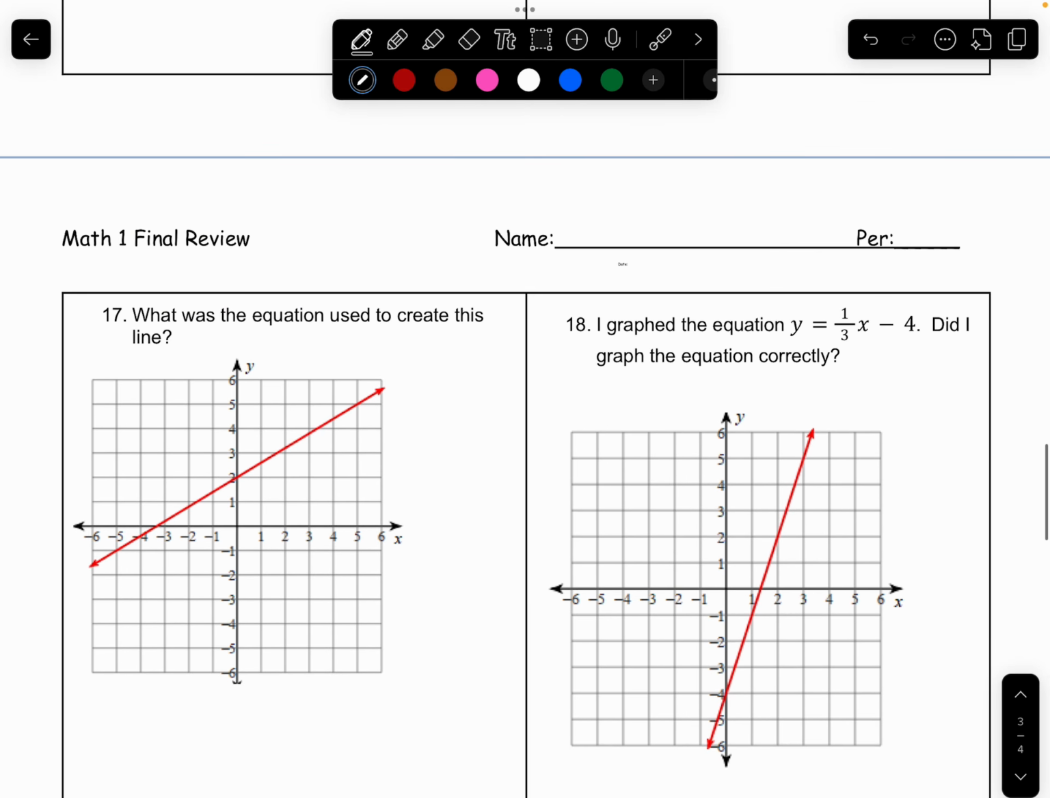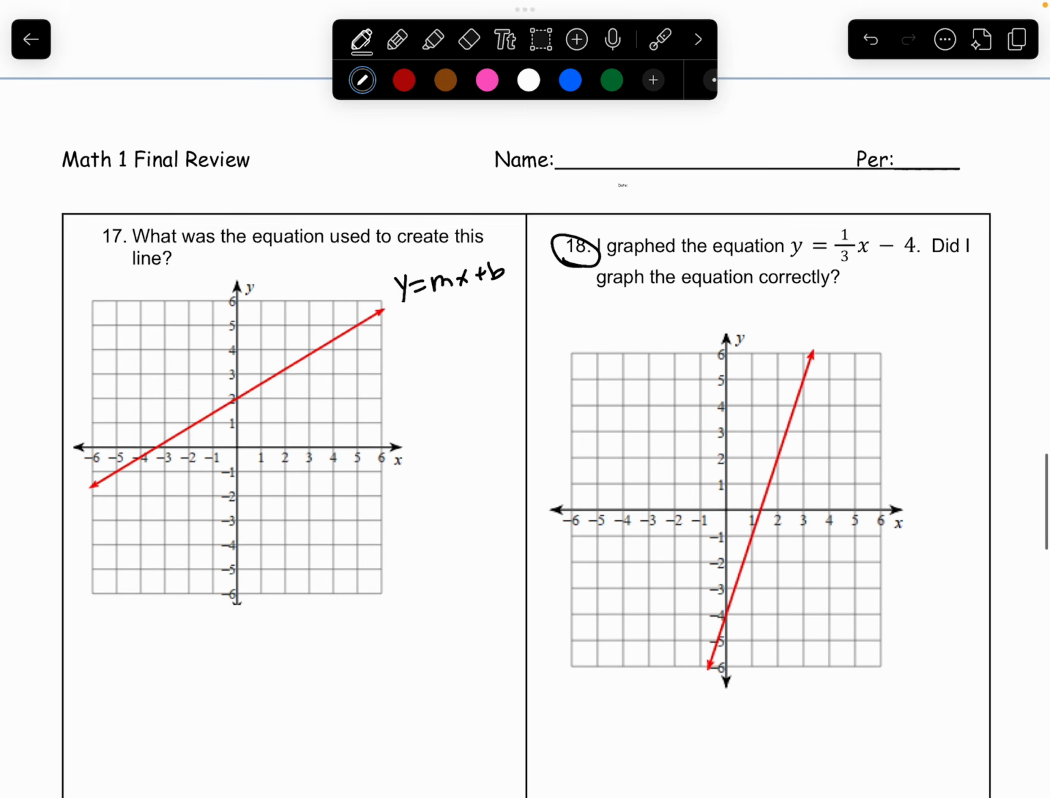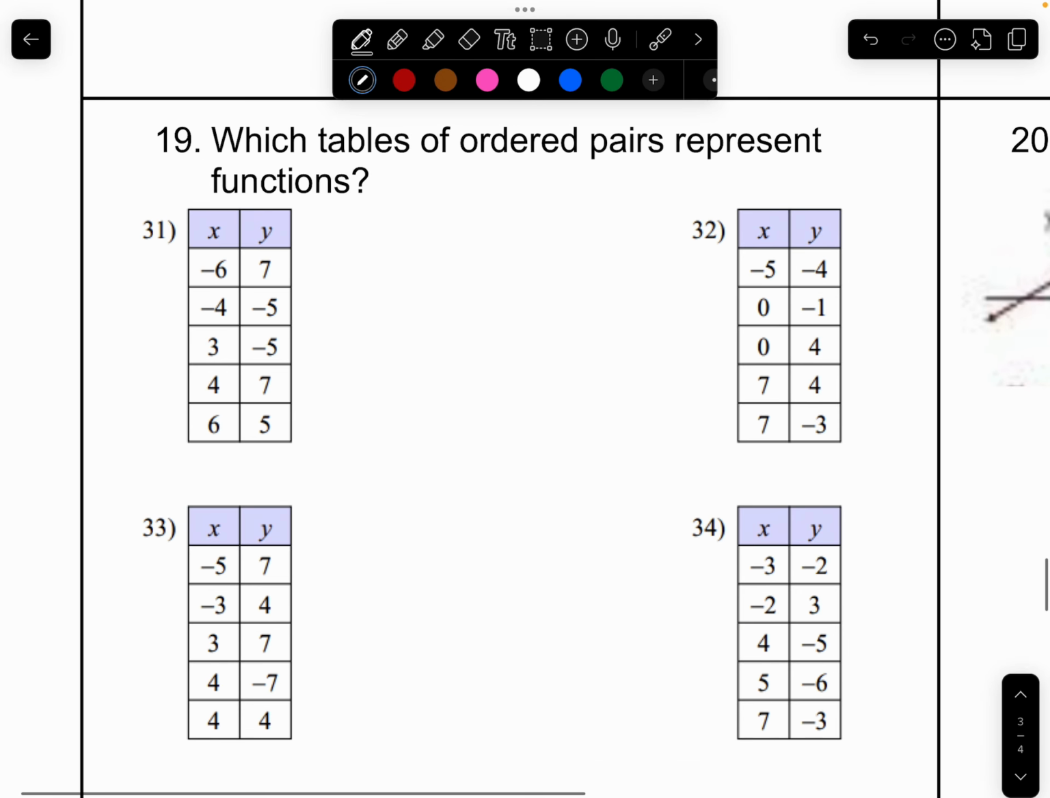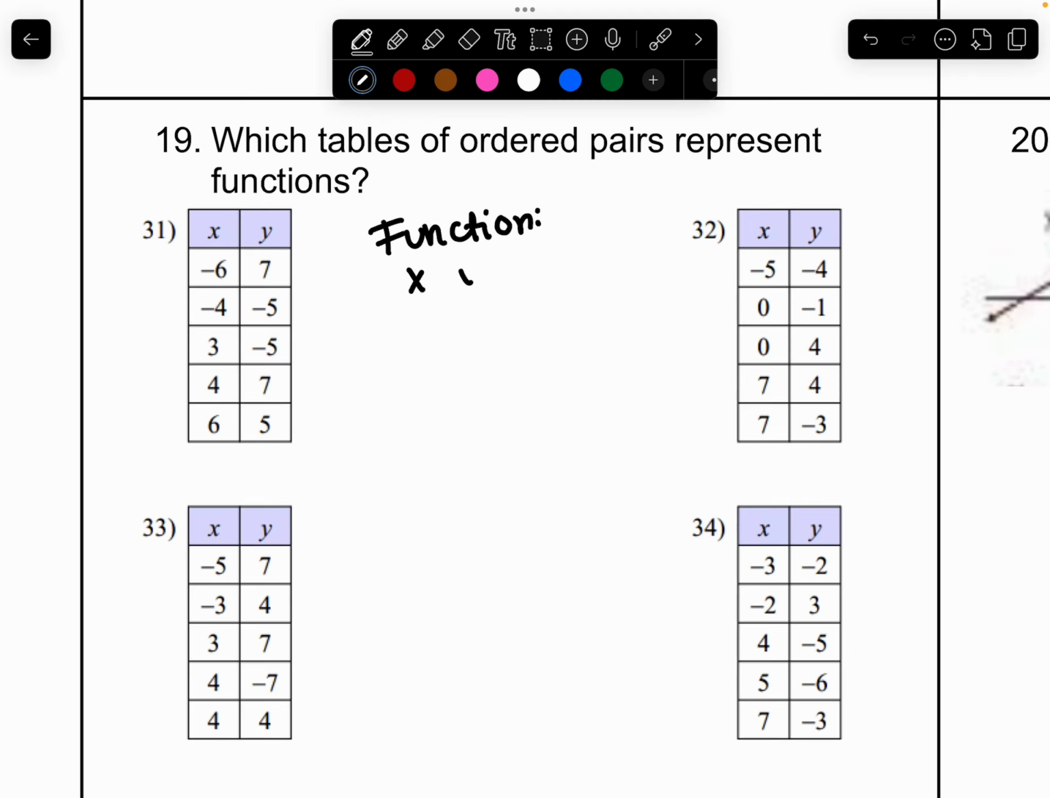Number 17. What was the equation used to create this line? Same thing, guys. This one's just y equals mx plus b. Okay, and then number 18, just tell me whether he's correct or not. Number 19, functions. Remember, to be a function, x values don't repeat.